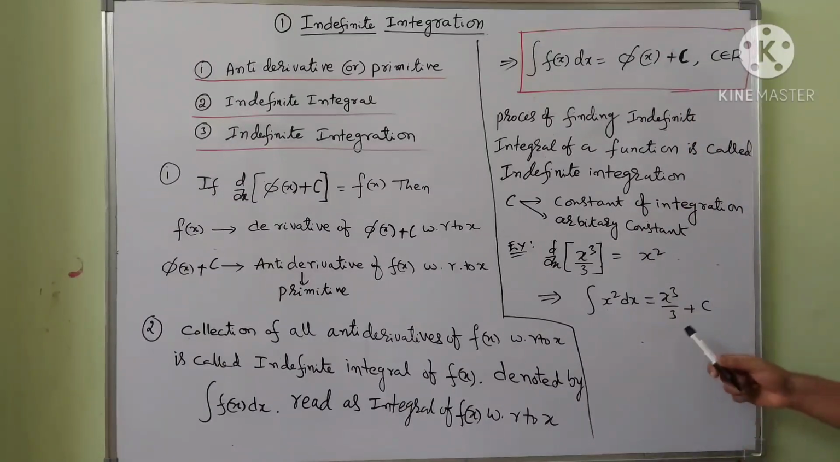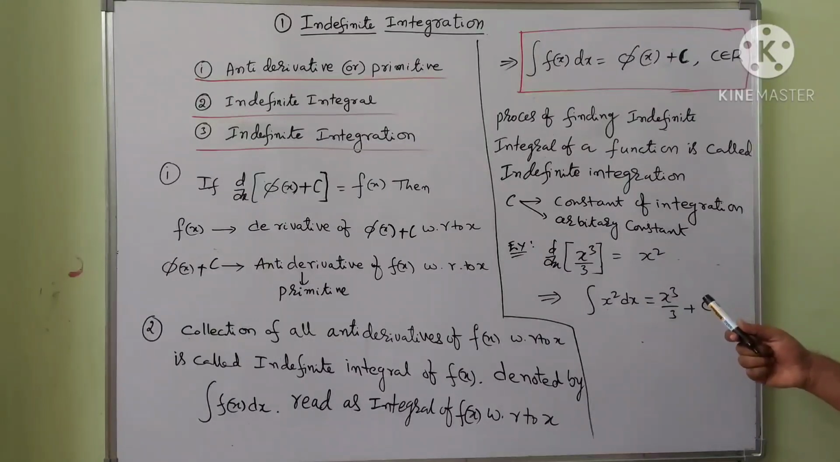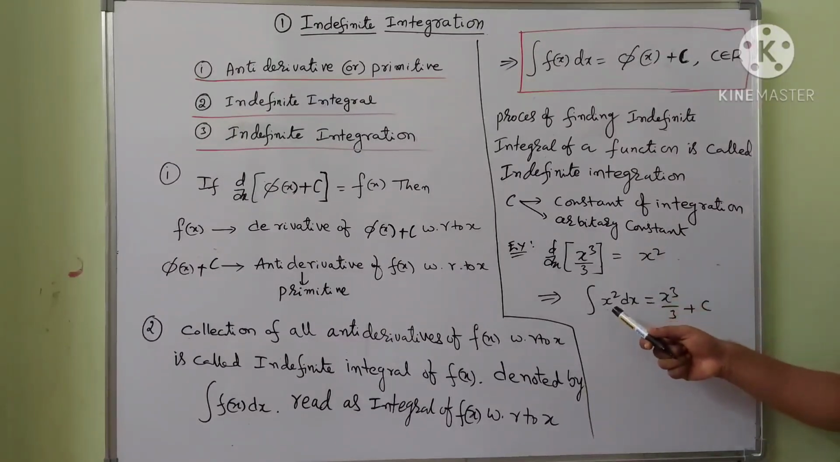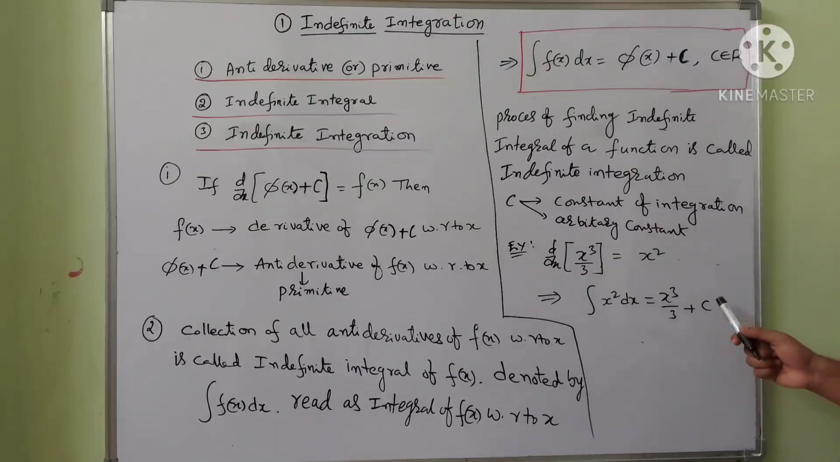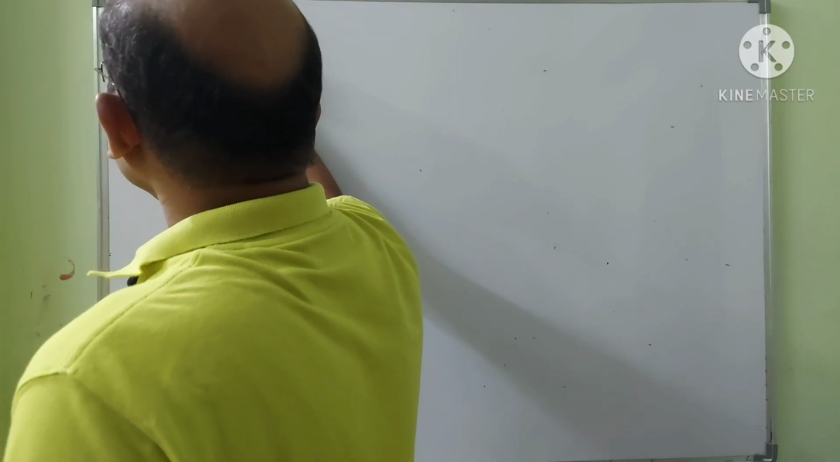Why? Because the indefinite integral is the collection of all antiderivatives. So here x cube by 3 is one antiderivative, and if you add some constant, that also becomes an antiderivative of x square. That's why instead of writing different constants, just write one constant, it is enough. This is called the constant.